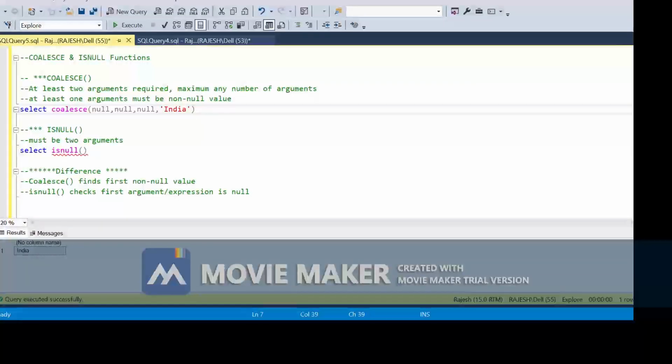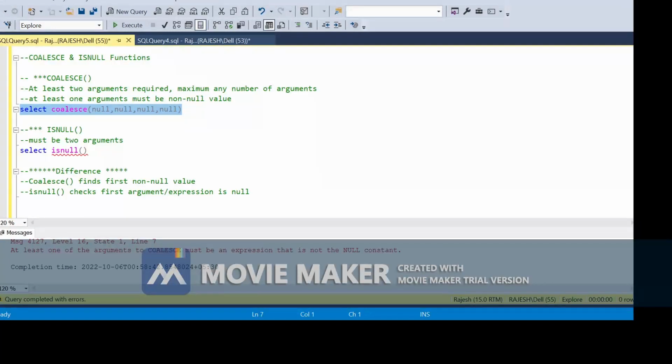Suppose I put null again. Let's see what happens. It clearly says that at least one of the arguments to Coalesce must be an expression that is not the null constant. As we discussed earlier, at least one argument must be a non-null value. So there should be at least one non-null value.